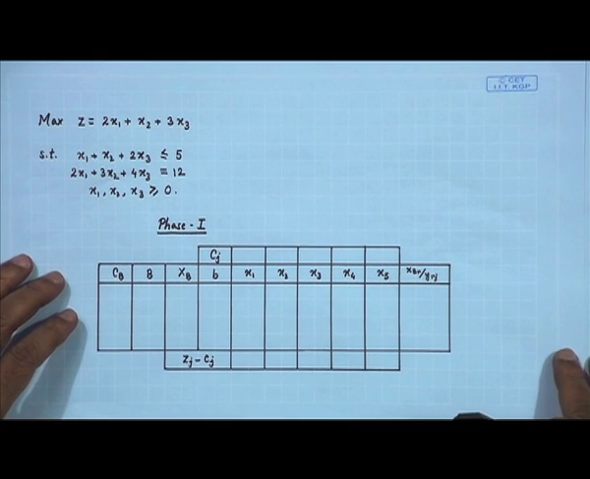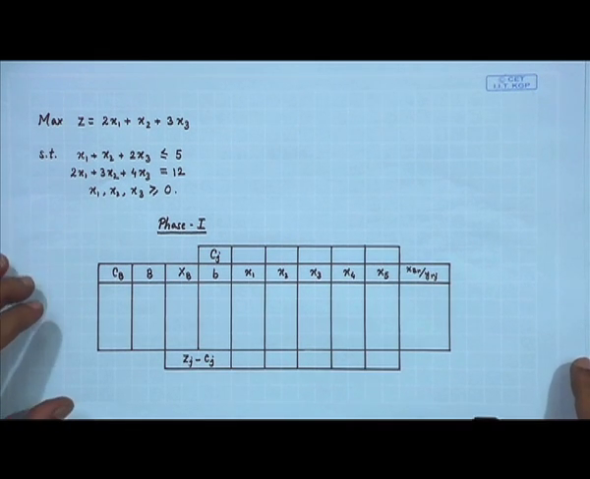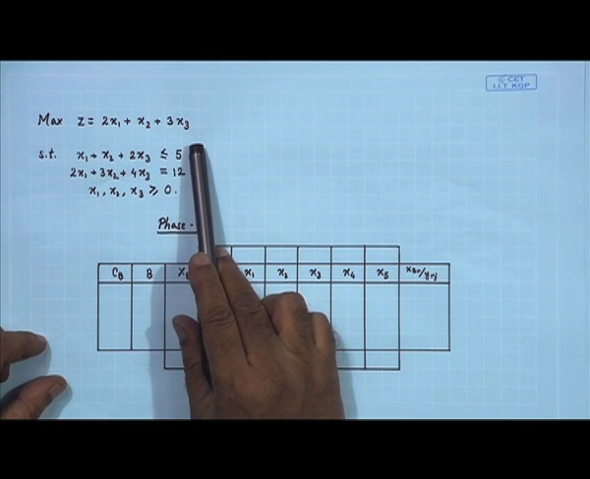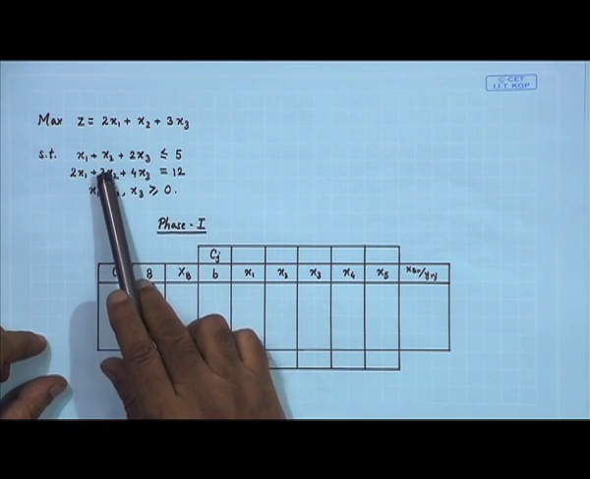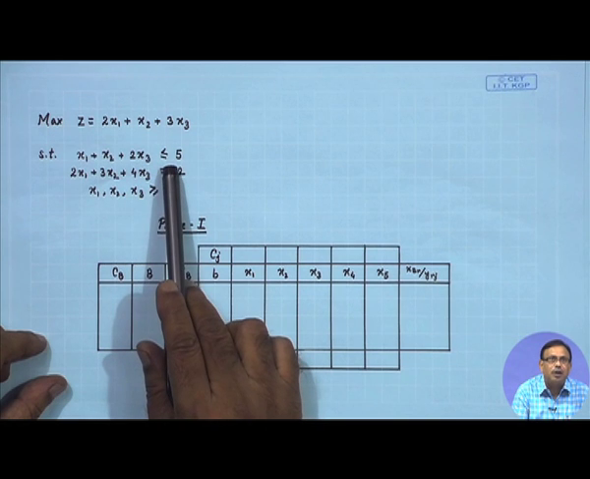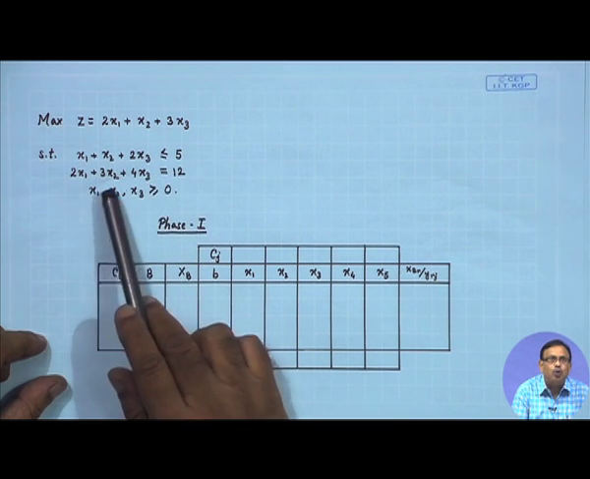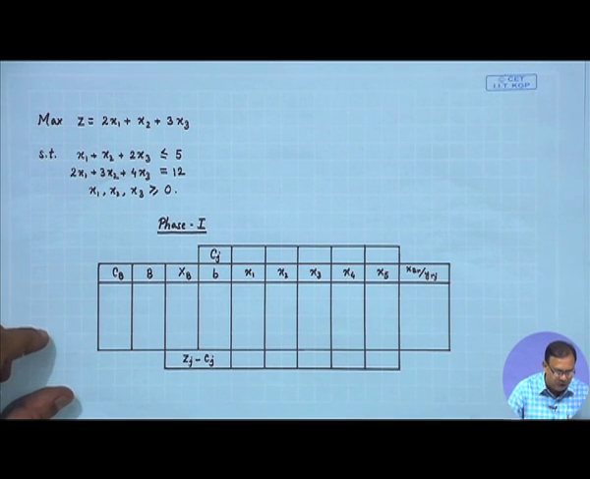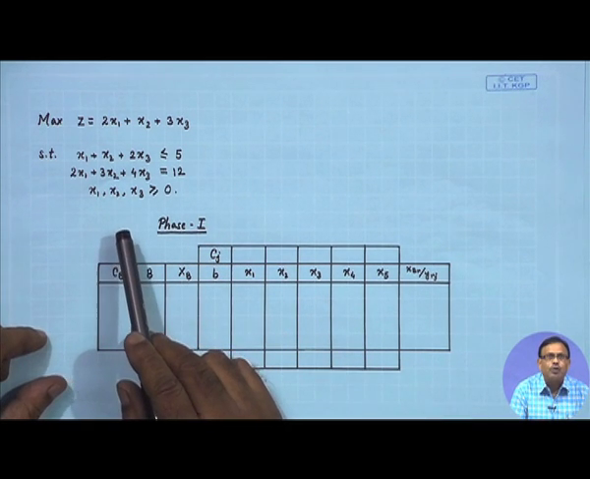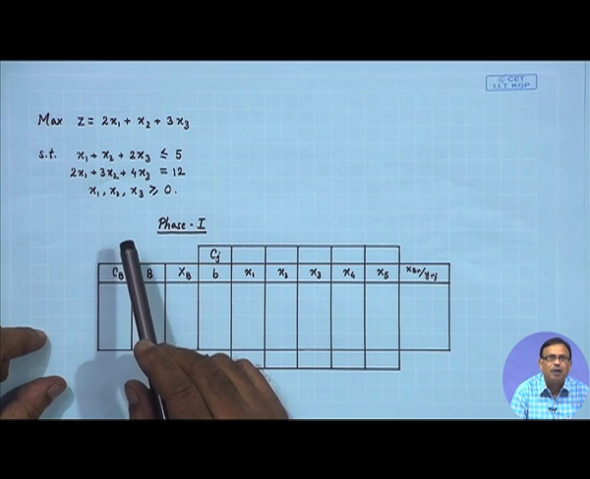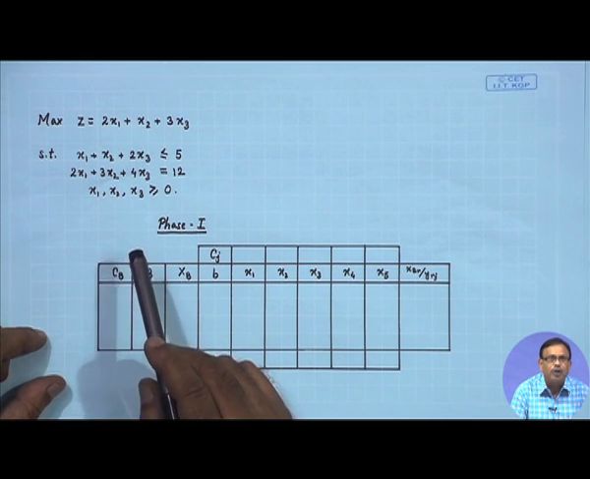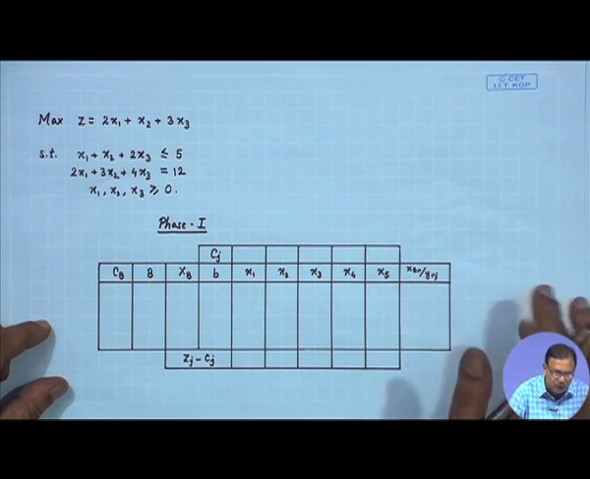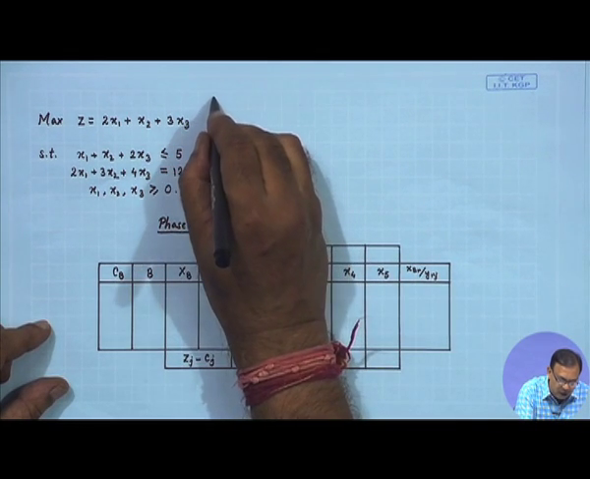Let us take the first example. I want to maximize 2x1 plus x2 plus 3x3 subject to x1 plus x2 plus 2x3 less than or equal to 5, and 2x1 plus 3x2 plus 4x3 equal to 3, and of course, you have the non-negativity restriction, that is x1, x2, x3 greater than or equal to 0. So, first thing I will do, I will write it in the standard form.